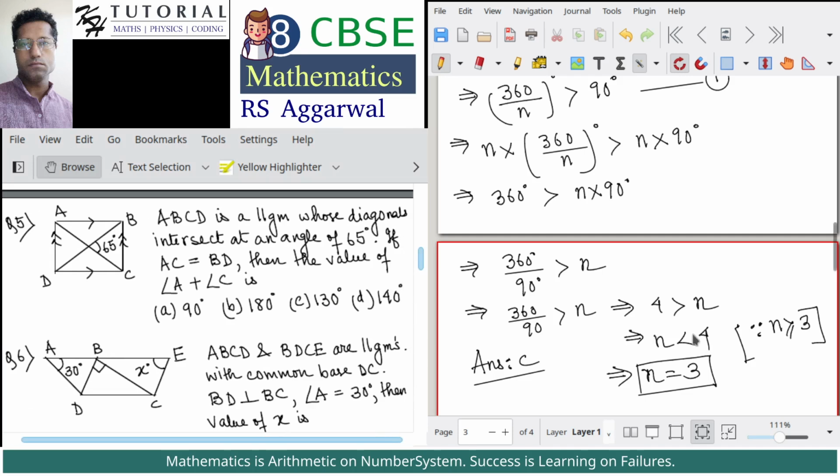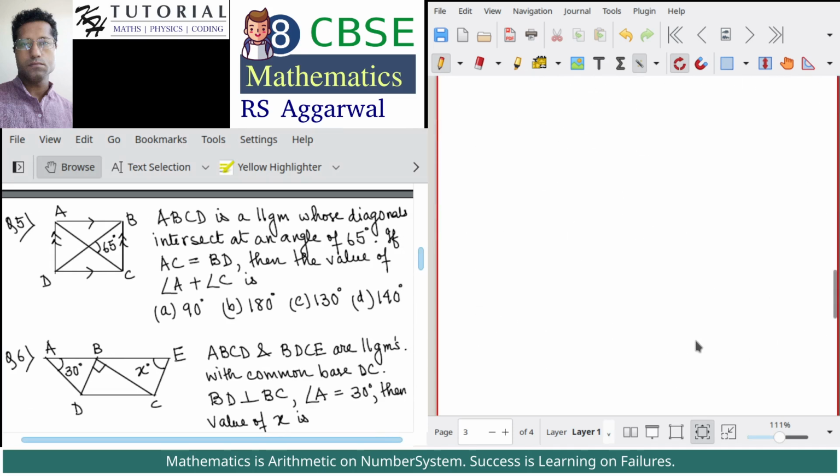Let's do question number 5. ABCD is a parallelogram. Now remember that this notation is a short form of writing parallelogram. This is a shorthand notation. So ABCD is a parallelogram whose diagonals intersect at an angle of 65 degree. It's a parallelogram and the diagonals are intersecting at an angle of 65 degree.